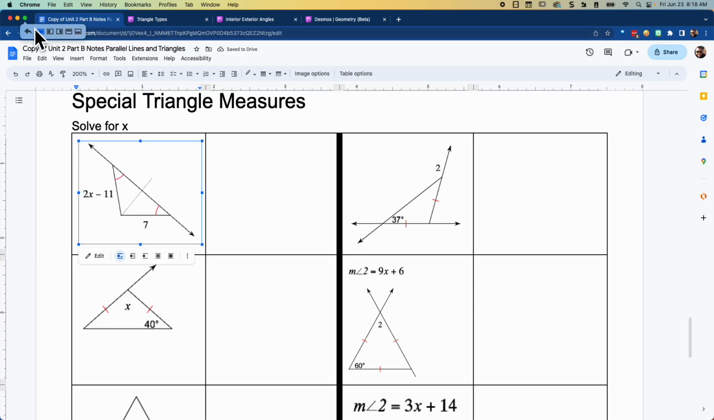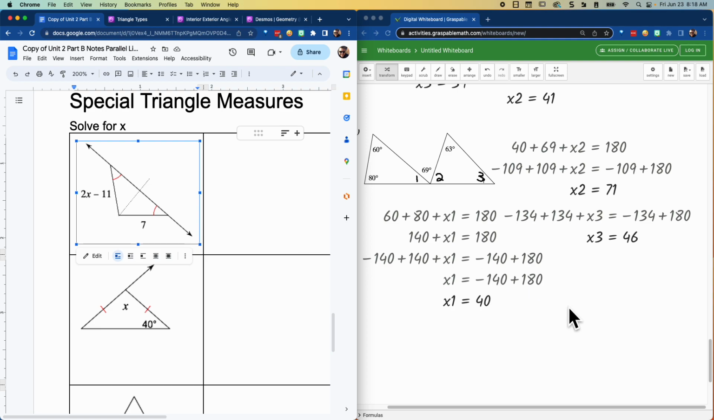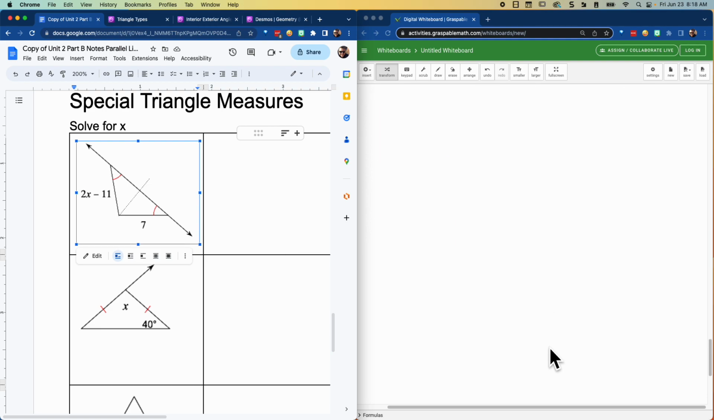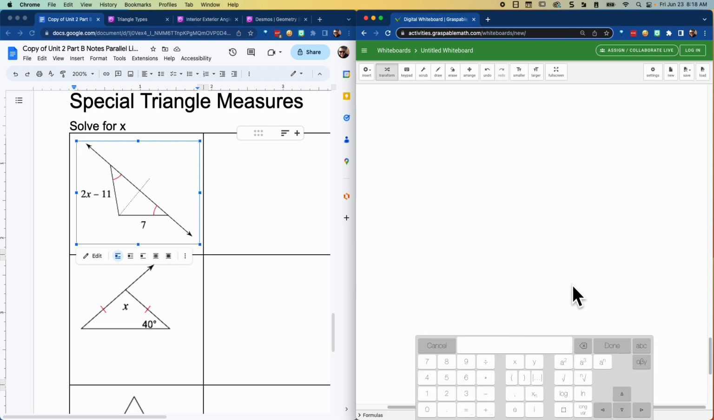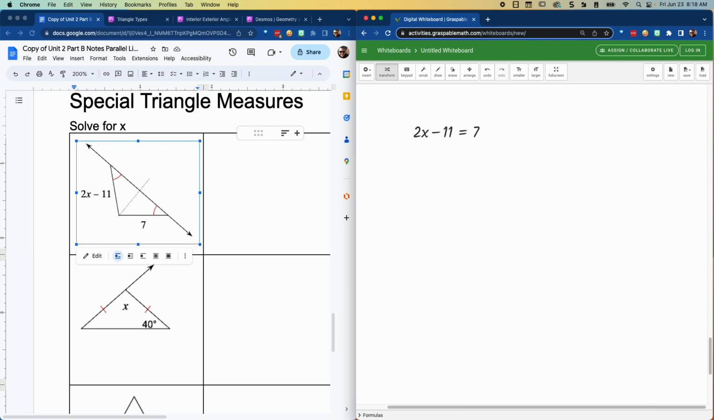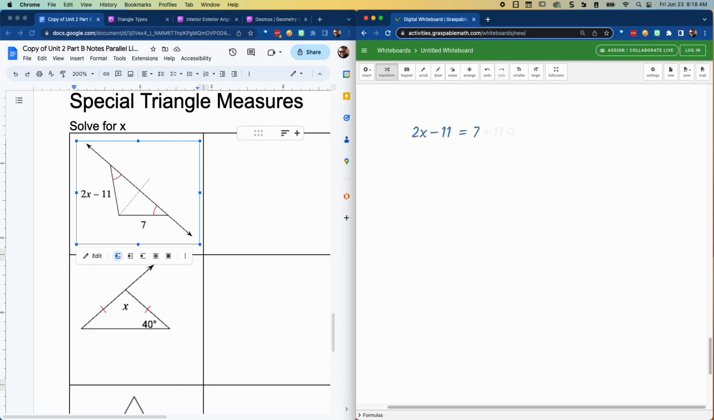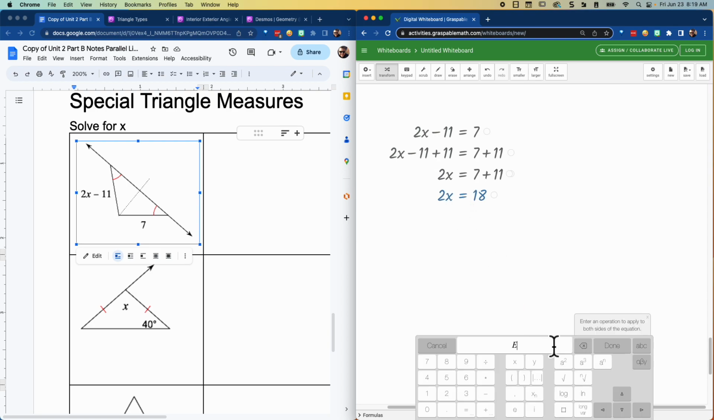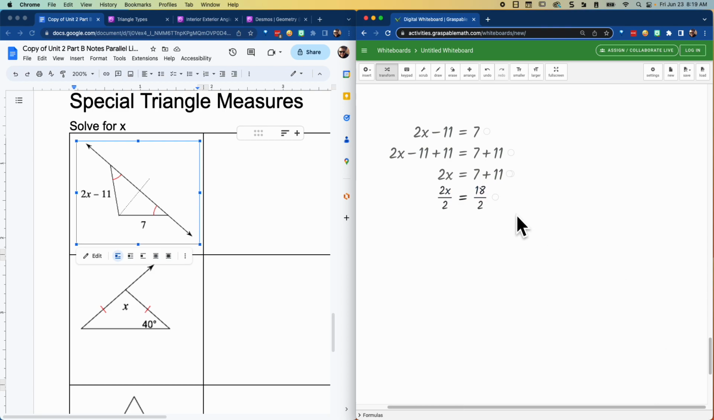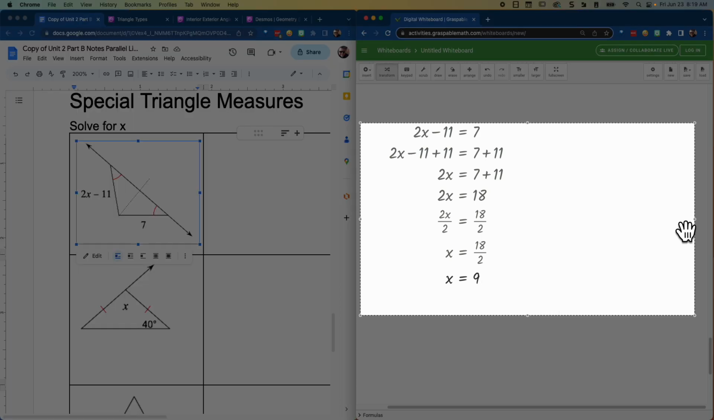So I'm going to put myself back into a side-by-side where I can do some more equation solving. And here I will have 2x minus 11 is equal to the other side, which is 7. That's awesome. Now I can just solve this equation. Add 11 to make a 0. And that gives me 2x equals 18. Divide by 2, and that's going to give me x equals 9. So all I'm doing is solving for x, and I did that, nice and quick.